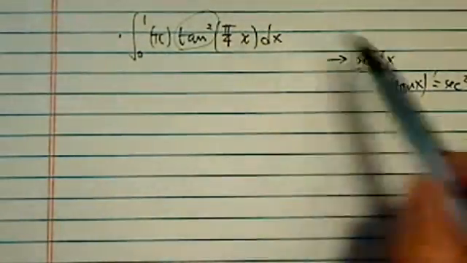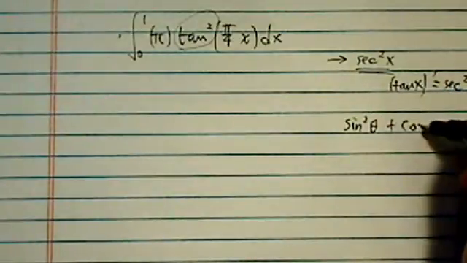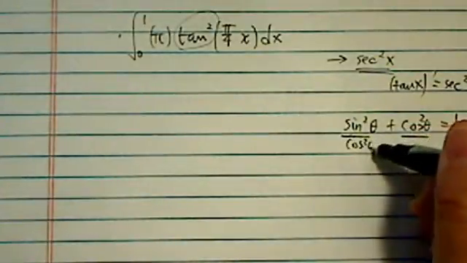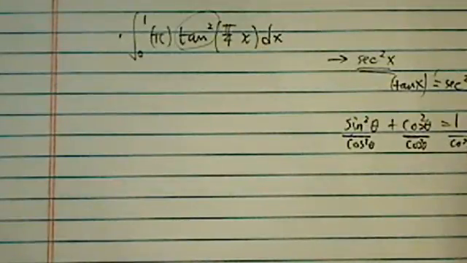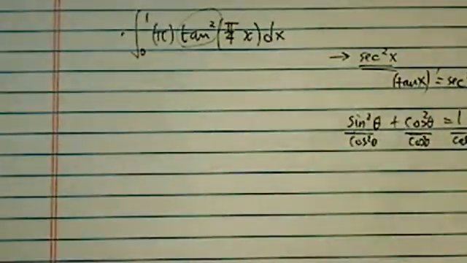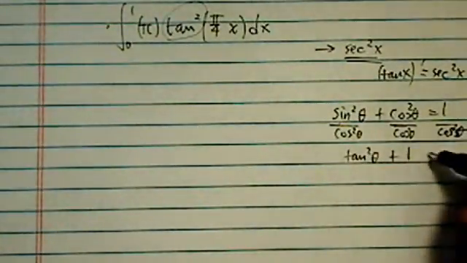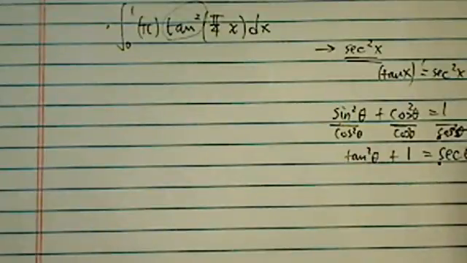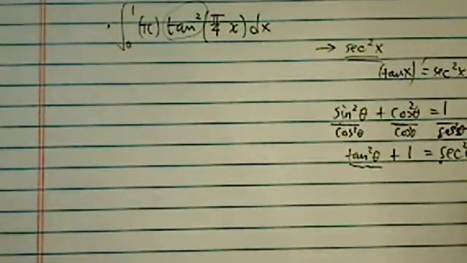Now, how do we change this one into secant square? Well, there's sine squared theta plus cosine squared theta equal to 1. And if we divide everything by cosine squared theta, we get our tangent in there. So tangent squared theta plus 1 is equal to secant squared theta, which is 1 over cosine squared. So here's our equation: tangent squared is equal to secant square minus 1.